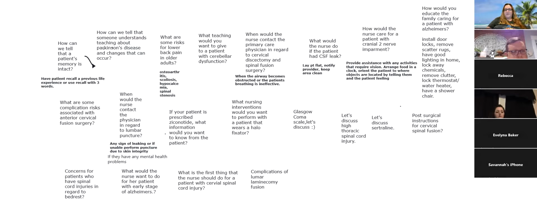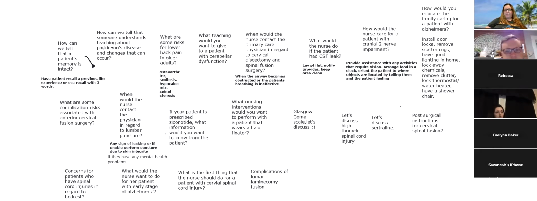Provide assistance with any activities that require vision. Arrange food and clock. Orient the patient to where objects are located by telling them, and the patient feeling. Very good. Whoever put that down, very good job. Okay.